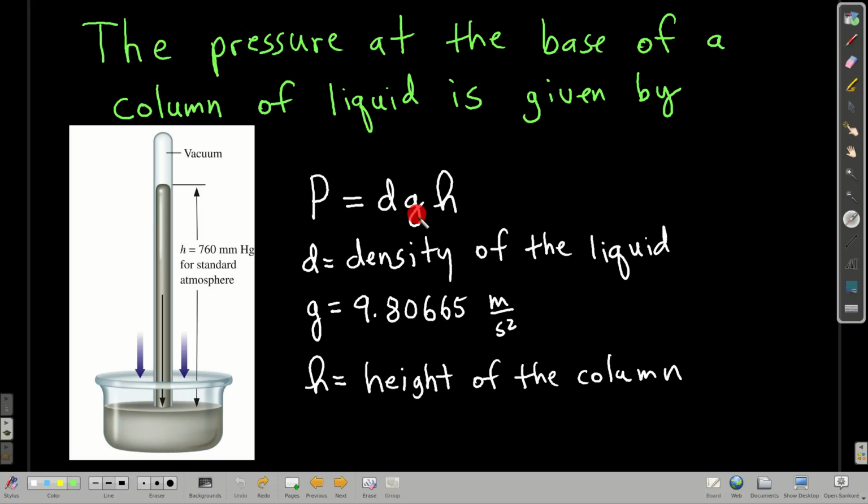So we can calculate the pressure at the base of a column of liquid with this equation here. Pressure is equal to dgh, where d is the density of the liquid, g is the acceleration due to gravity, this number right here, at least to 6 sig figs, and h is the height of the column. So remember this.